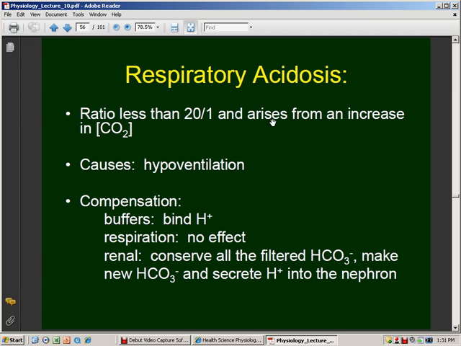All right, and these are in your notes too, so you can just fill in the blanks, but a ratio less than 20 to 1 you already know is going to be acid. If it's because of the CO2, you know it's because of what organs? The lungs. And it's primarily because of hypoventilation. What's that mean? In layperson terms, it means they're breathing very slowly, or they're getting slow exchange.